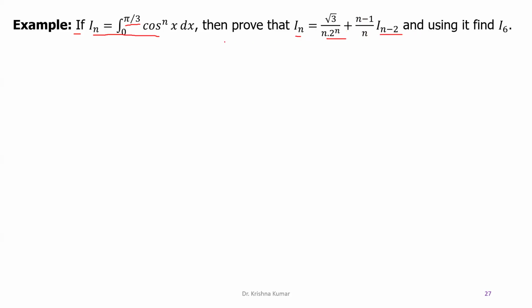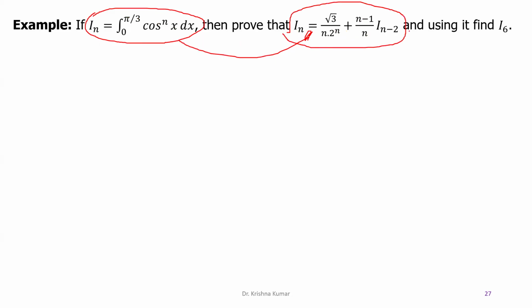I6. So we have to first find out the reduction formula of this integral, and that will be nothing but this. And after finding this, we use this formula to find the value of I6, meaning we just put the value of n over here, and then we are able to calculate the value of I6.